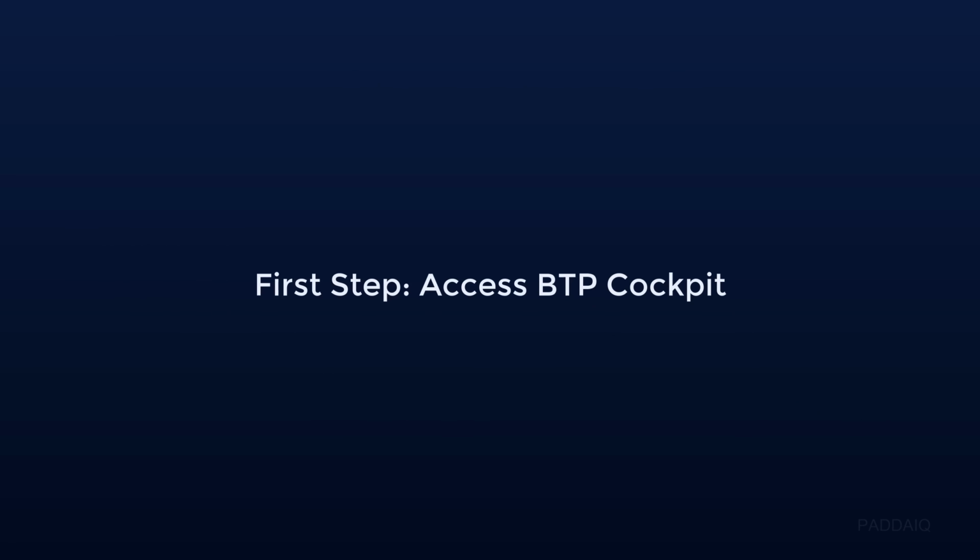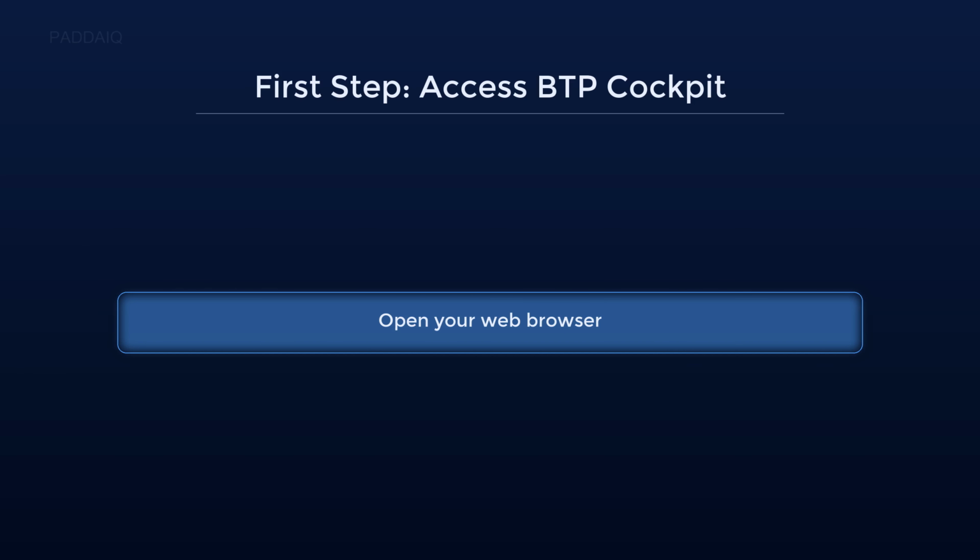First step, access the SAP Business Technology Platform cockpit. Open your web browser. This means starting the application you use to visit websites, like Chrome or Safari. For instance, just as you'd open a browser to check your email, do the same here to reach the BTP cockpit. This simple action is your starting point for accessing all BTP services.